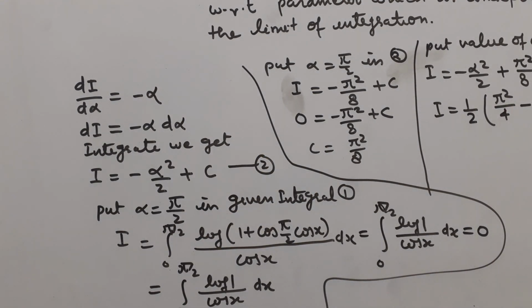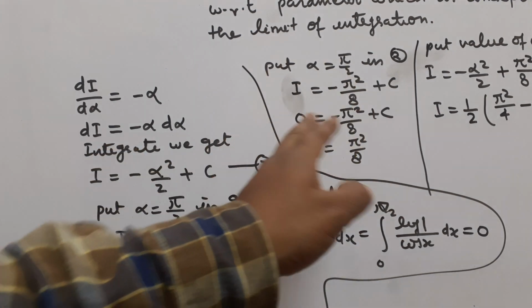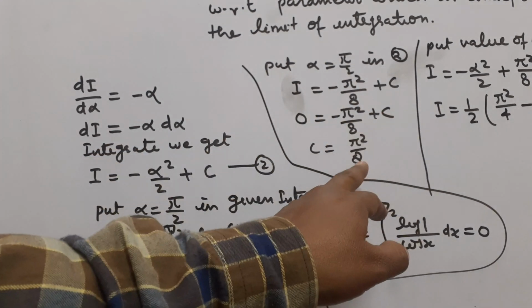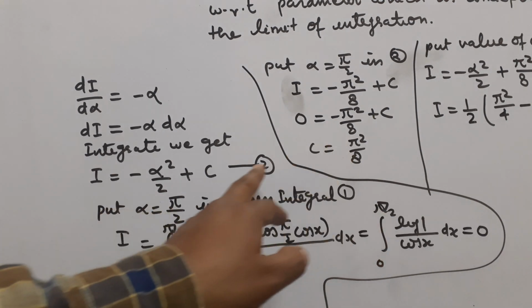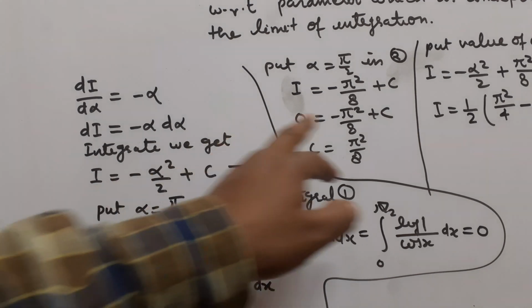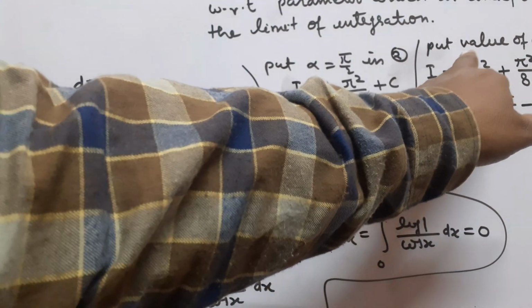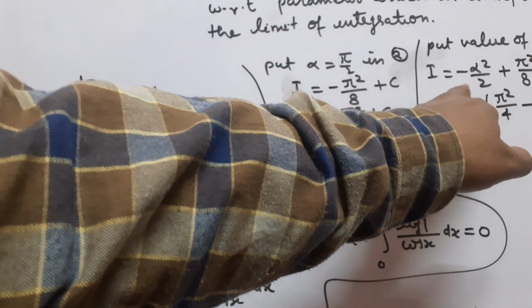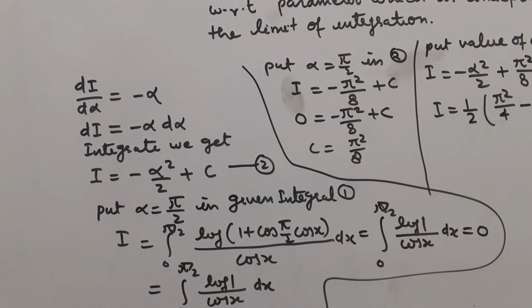Sorry for this, here the value of the integration constant is pi square by 8, because when we transfer minus pi square by 8 to the left hand side, c is equal to pi square by 8. So the value of integration constant c is pi square by 8, and putting it in equation second, we get the required value of the given integral, that is minus alpha square by 2 plus pi square by 8. Now taking common 1 by 2, we get the value of the integral, that is 1 by 2 multiplied by (pi square by 4 minus alpha square).